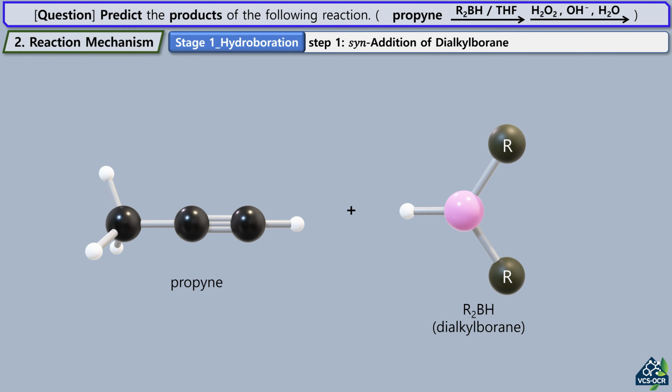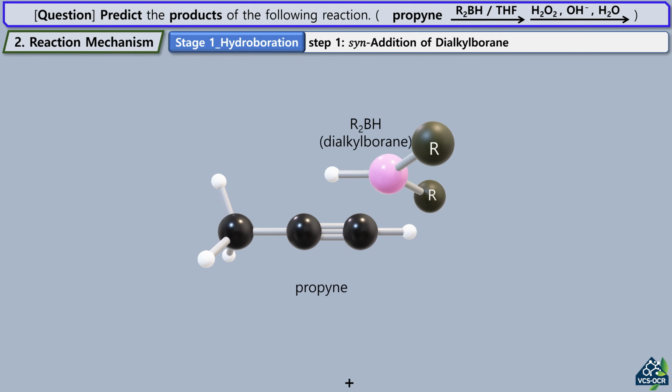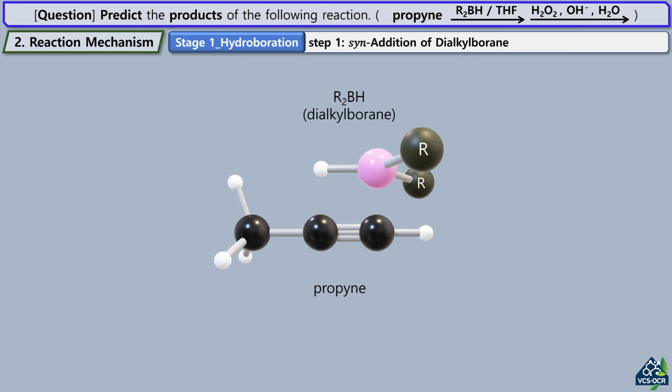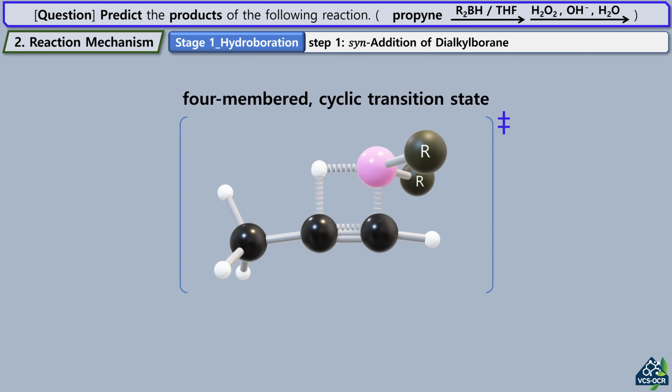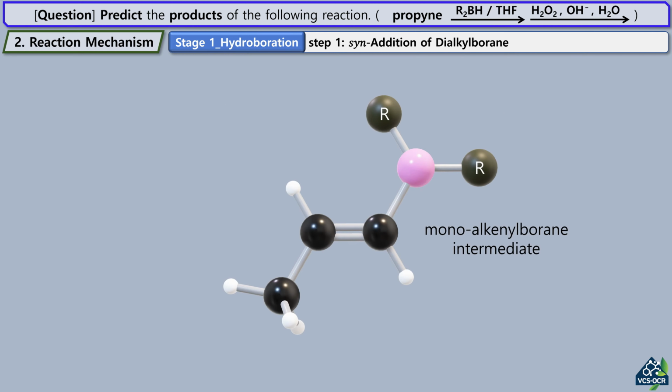Stage 1. Hydroboration. Step 1. Syn-addition of dialkylborane. The reaction begins with the concerted addition of the B-H bond across the carbon-carbon triple bond. This step is stereoselective. It is a syn-addition, meaning the boron and hydrogen atoms add to the same face of the pi bond. Simultaneously, it is highly regioselective. The large alkyl groups on the boron force it to add to the less substituted terminal carbon C1 to minimize steric hindrance, while the hydrogen adds to C2.